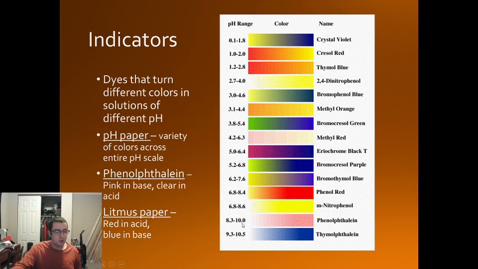It's also easy to get a hold of. It's not carcinogenic or anything like that. So we tend to use it for a lot of stuff. But basically, it's pink in a base, clear in an acid. Then last is litmus paper. We already talked about that, where it's red in an acid, blue in a base.